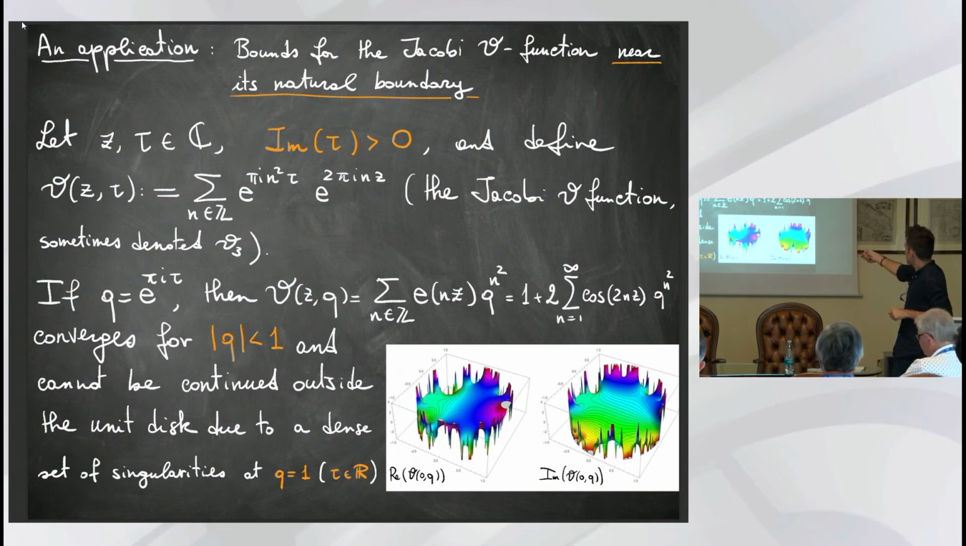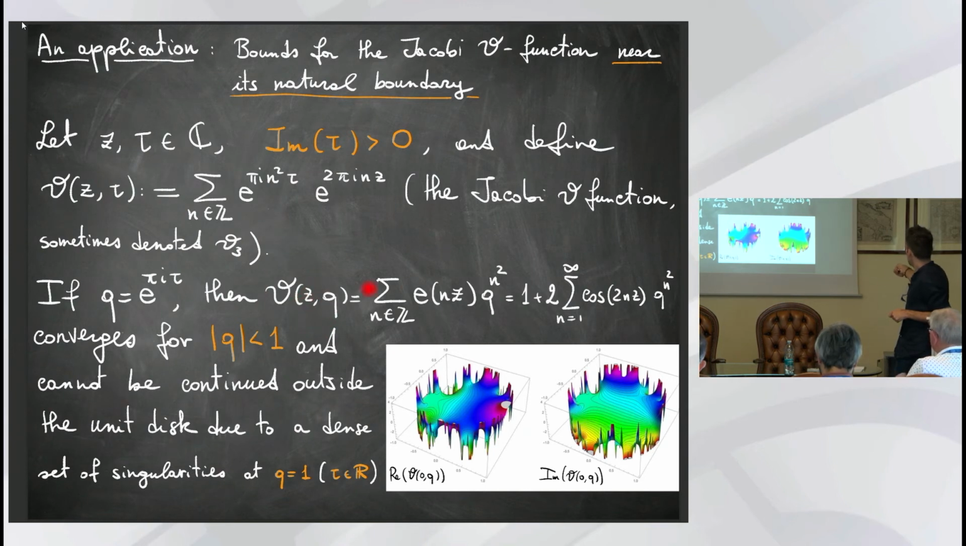If I rewrite this function, instead of in the variable tau, in the variable q, which is e to the pi i tau, then this is not quite the same thing, but I'm abusing the notation, right? I'm thinking of this tau as a function of q or vice versa.